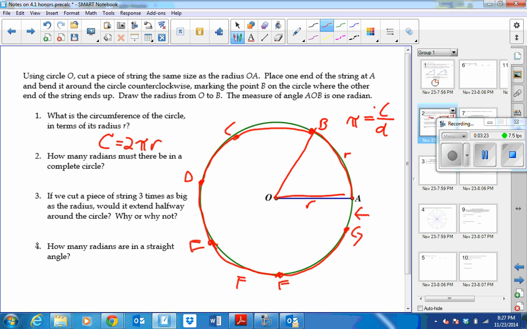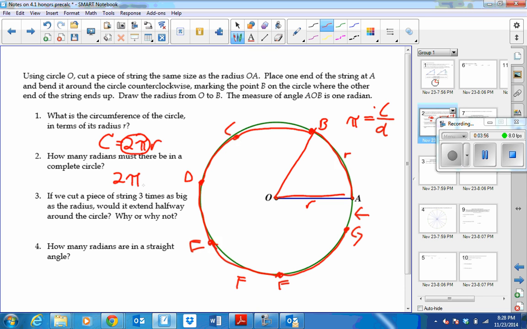So how many radians must there be in a complete circle? Well, that would simply be 2 pi. Because to find the circumference of the circle, we multiply the radius times 2 pi. So the radius fits into a circle 2 pi times. So how many radians must there be in a complete circle? 2 pi. If we cut a piece of string 3 times as big as the radius, would it extend halfway around the circle? Why or why not?